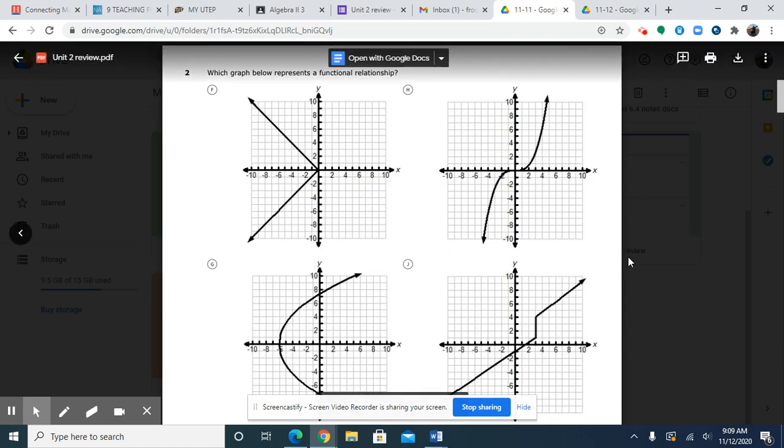Now, looking at number 2, it's the opposite. It asks us for a graph that is going to be a function. So the same thing, it's just a different variation.